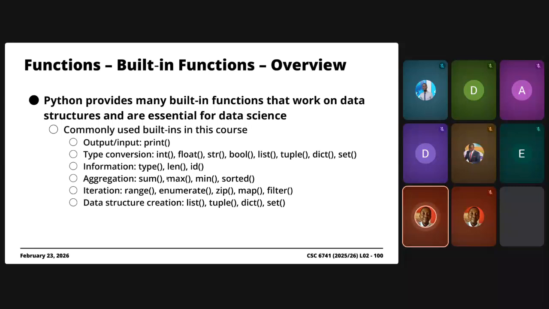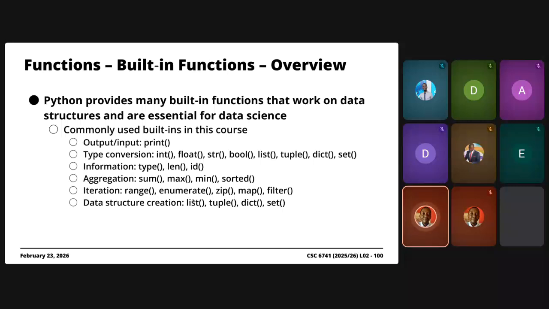There are some built-in functions that are used to get information, like type, which I've used, len, id. There are built-in functions for aggregation, where you can sum things, you can get the maximum, minimum, or sorted. There are functions that allow you to perform iterations, like range, or enumerate, or zip, map, filter. You'll see us using these when we look at data structures tomorrow. And then there are built-in functions that will allow you to create specific types of data structures.